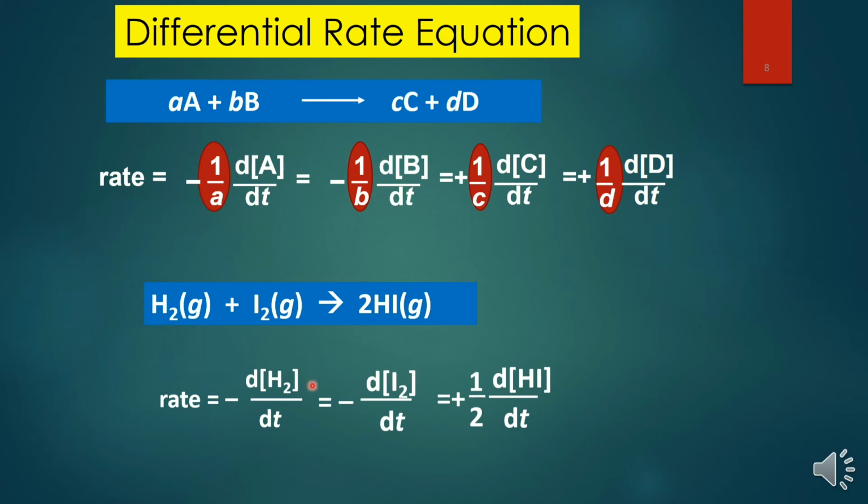The stoichiometric coefficient for hydrogen gas and iodine gas is 1, so you can see here we don't need to write it as 1, because negative 1 over 1 is also equal to 1. And for hydrogen iodide, it will be positive 1 over 2.